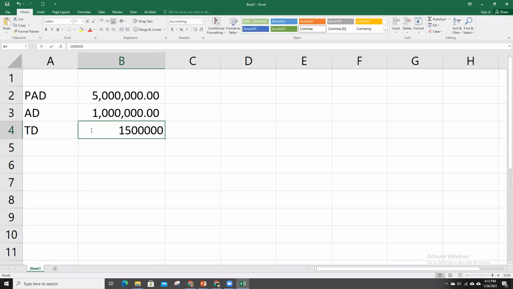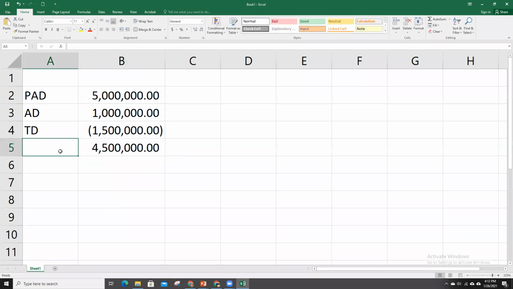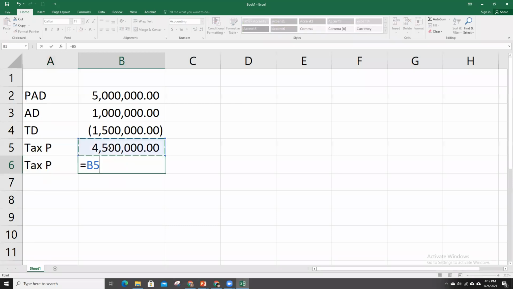So the amount is, and how much? 4.5 million. It's the profit after tax. Sorry, taxable profit, no? Taxable profit. Now we take tax at 30%. It is 1.35 million.